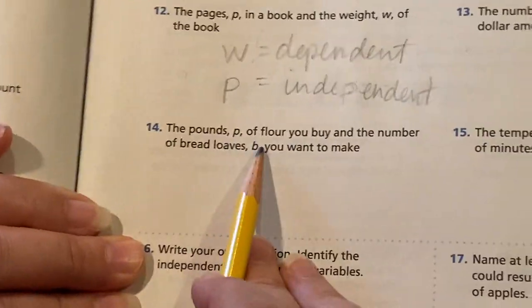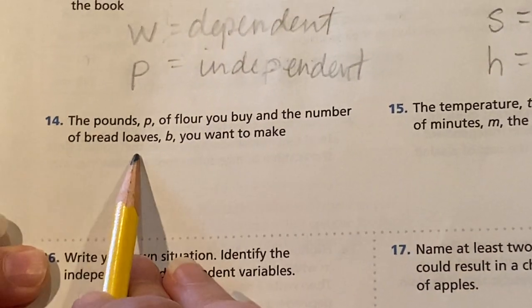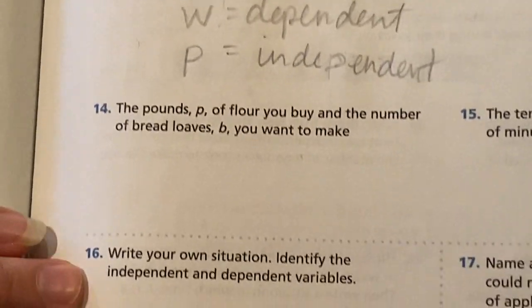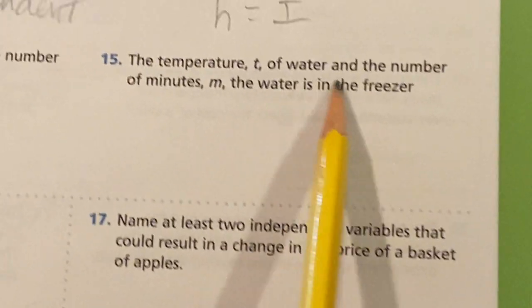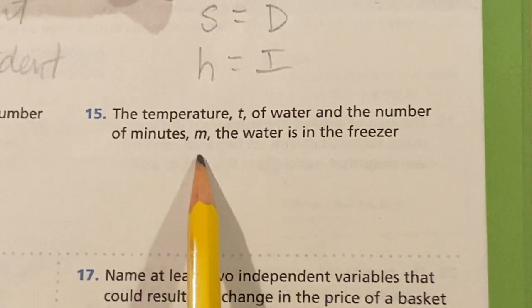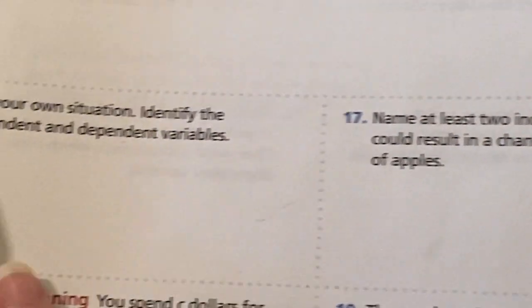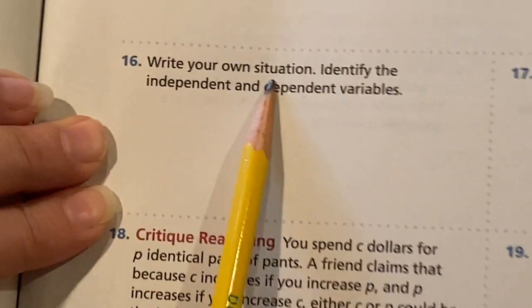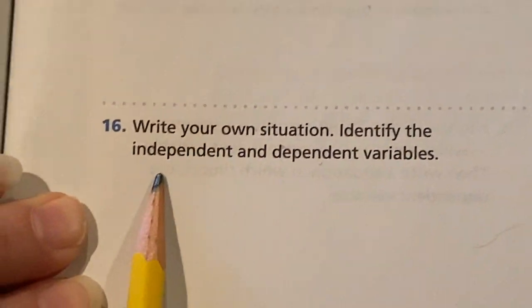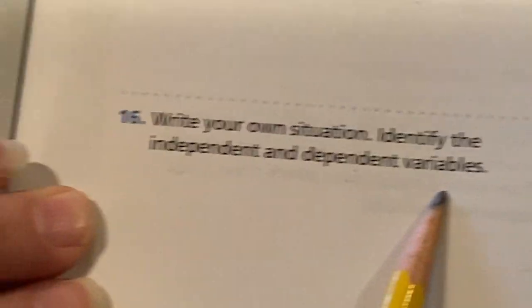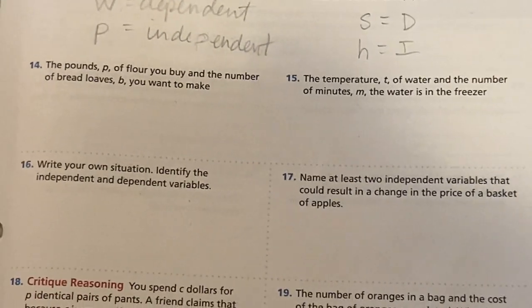The pounds P of flour you buy and the number of bread loaves you want to make. Okay, think about that one. The temperature T of the water and the number of minutes M the water is in the freezer. Try those two, and then also try this. Write your own situation. Identify the independent and dependent variables. Okay? Why don't you pause it, try those three, and then come back when you want to check your answers.